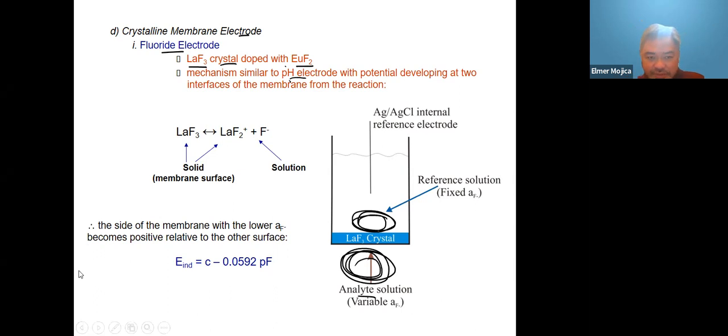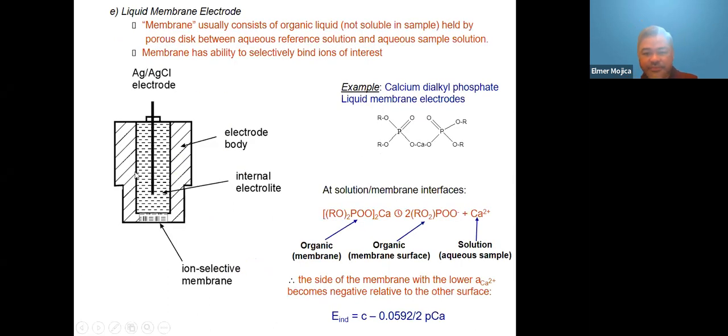And then there's another kind that they have, yung tinatawag nating liquid membrane electrode. I have not experienced using this one. Okay, so this is still a membrane type, but usually you have this so-called organic liquid. Why do they use organic liquid? Kasi hindi siya soluble doon sa sample mo, that is usually aqueous. Okay, and this organic liquid would be held by a porous disc between the aqueous reference solution and the aqueous sample solution. And the membrane has the ability to selectively bind ions of interest.